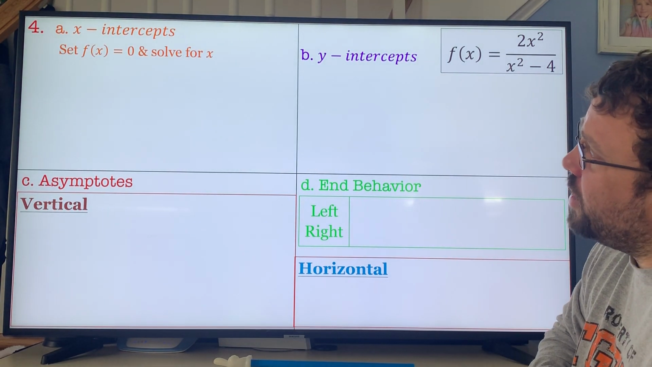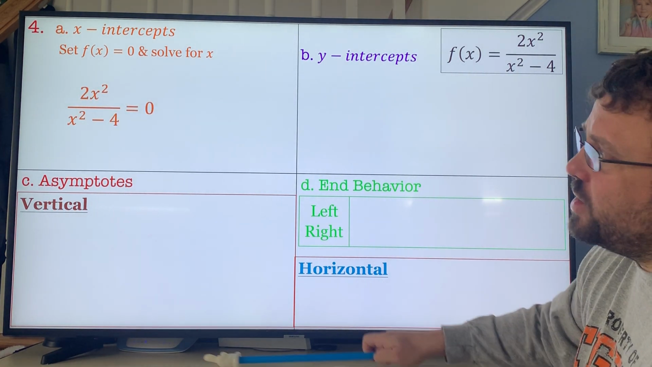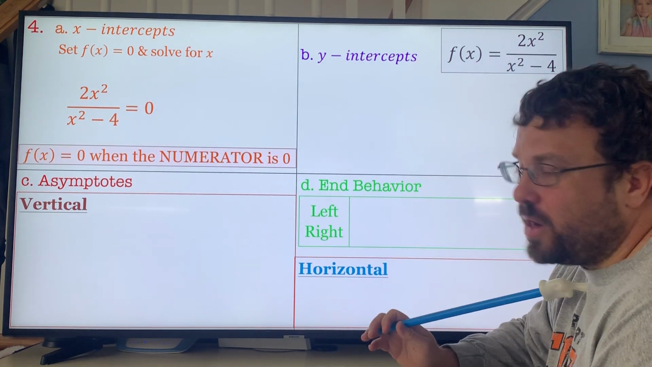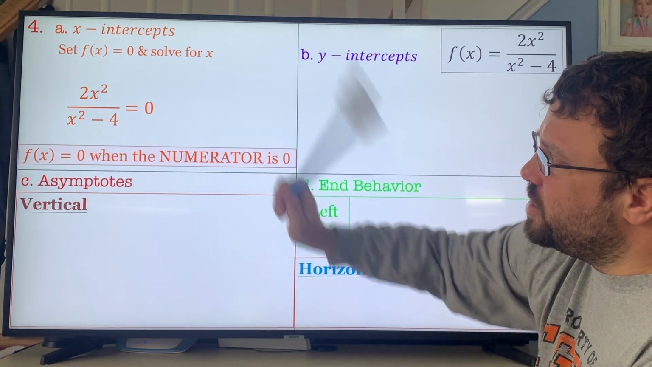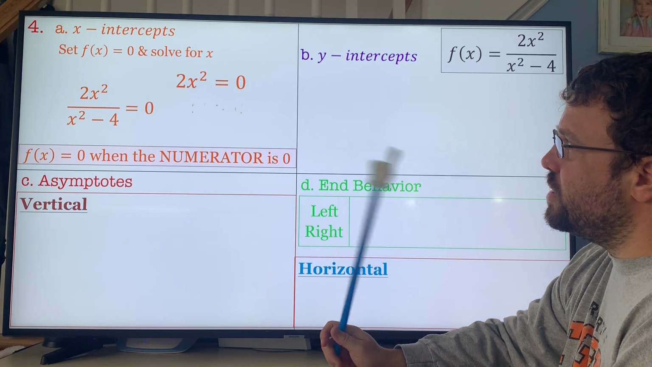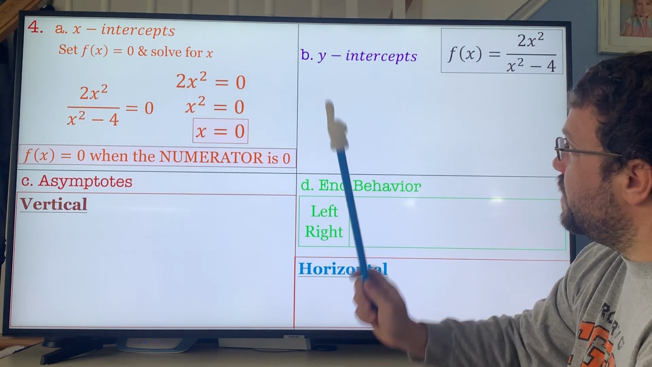Well, you set f prime of x equal to 0 and solve for x. So you have x-intercepts when the numerator is 0. You just don't worry about the denominator. So the numerator equals 0: 2x squared equals 0. Divide by 2, the square root of 0 is 0. So you have one x-intercept.